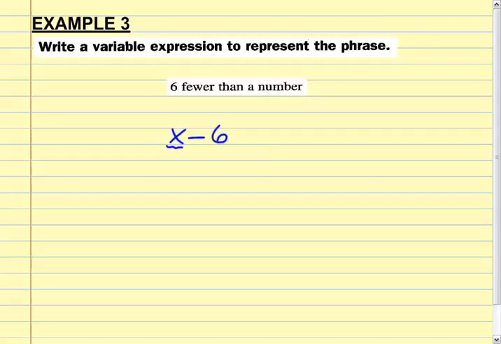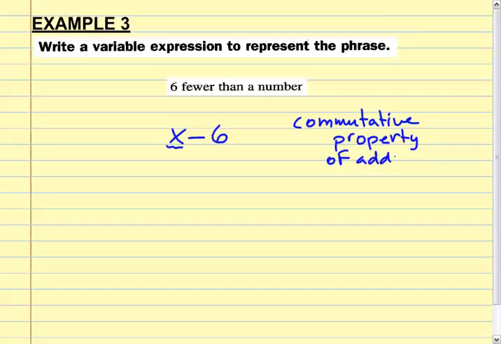With addition, does order matter? No, it doesn't. In fact, that's called the commutative property of addition, okay? These are things that you will learn, the properties, the commutative property of addition. That means that numbers, when they are being added, can be moved around.